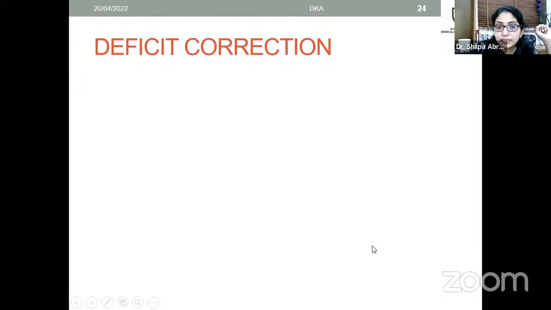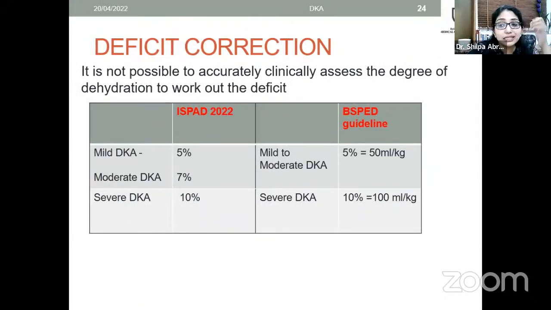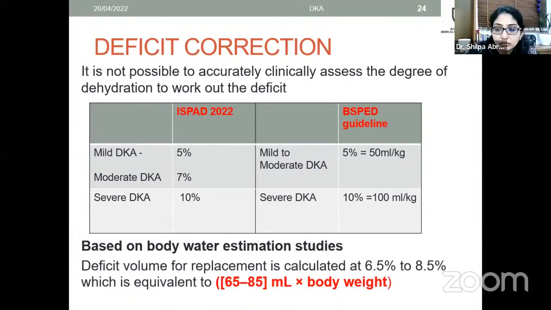The second part of fluid therapy is deficit correction. For this, you should know how much the fluid deficit is in this dehydrated child. The problem with DKA is that clinical assessment of dehydration is not very accurate, so we generally rely on this. According to ISPAD 2020, if the child has mild DKA, you assume the fluid deficit to be 5%. In moderate DKA, 7%, and severe DKA, 10%. So this is the latest guideline.